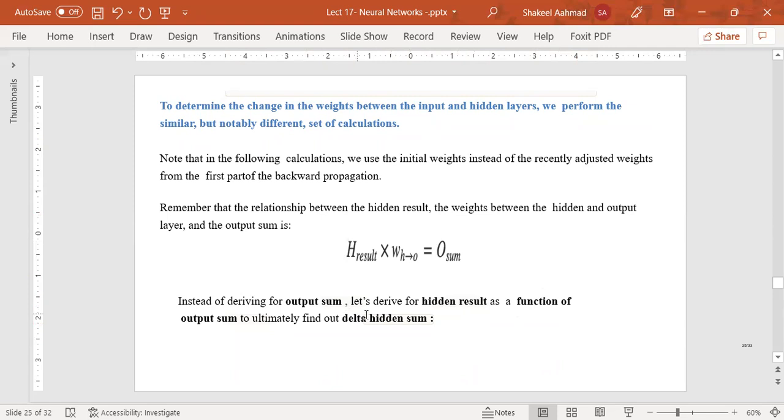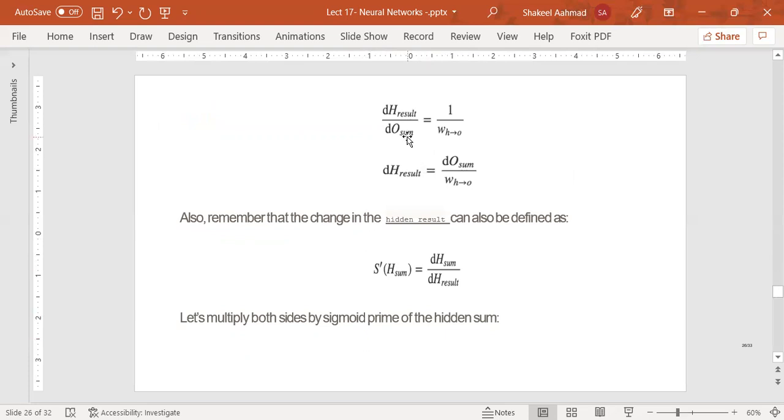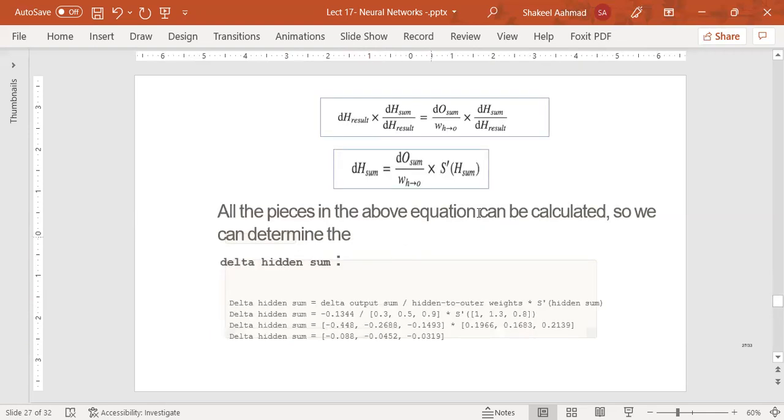Instead of deriving for output sum, let's derive for hidden results as a function of output sum to ultimately find the delta hidden sum. So here we have delta hidden results divided by delta output sum is equal to 1 over the weights of hidden to output layers. Also remember that the change in hidden result can be defined as delta hidden sum divided by delta hidden results. Let's multiply both sides by sigmoid prime of the hidden sum. So we get delta hidden sum equal to delta output sum divided by the weights hidden to output, multiplied by sigmoid prime of the hidden sum. So we apply this formula here.